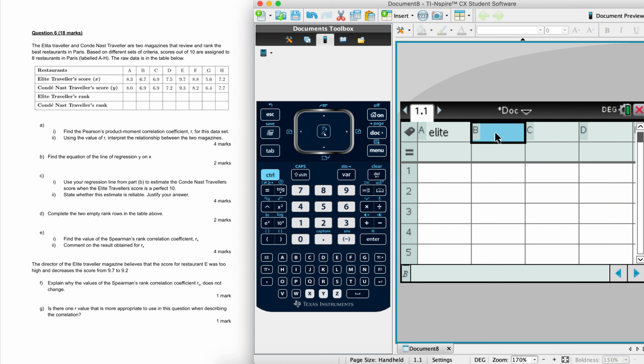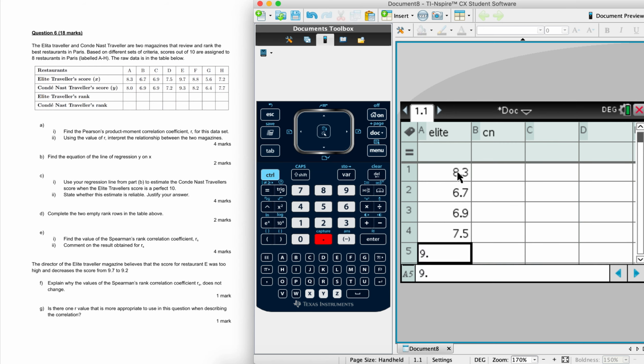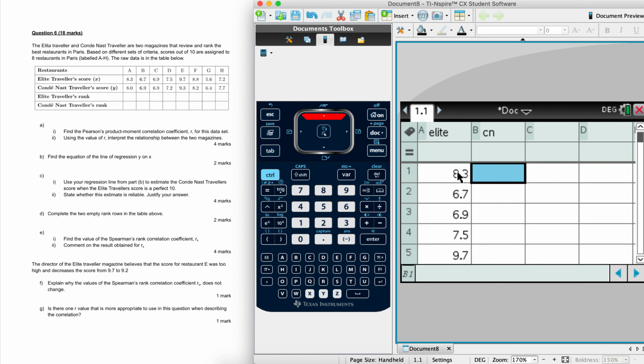So I've got the Elite Traveller, and then I've got the Condé Nast. So I'm just going to put CN for that one. So I'm going to type in the data first of all. So 8.3, 6.7, 6.9, 7.5. And in the exam, you will be expected to type in quite a few bits of data, as you probably saw on this test. And then we're going to put them in for the second magazine.